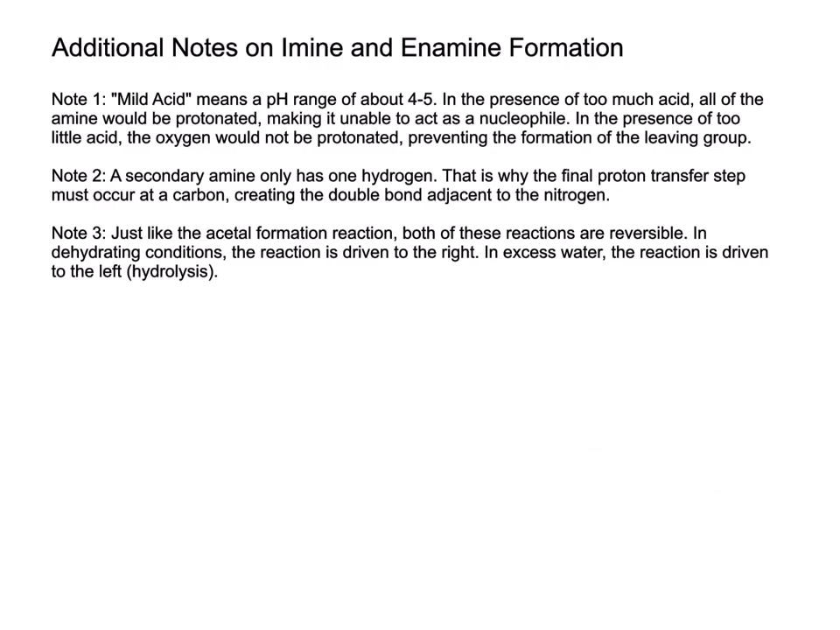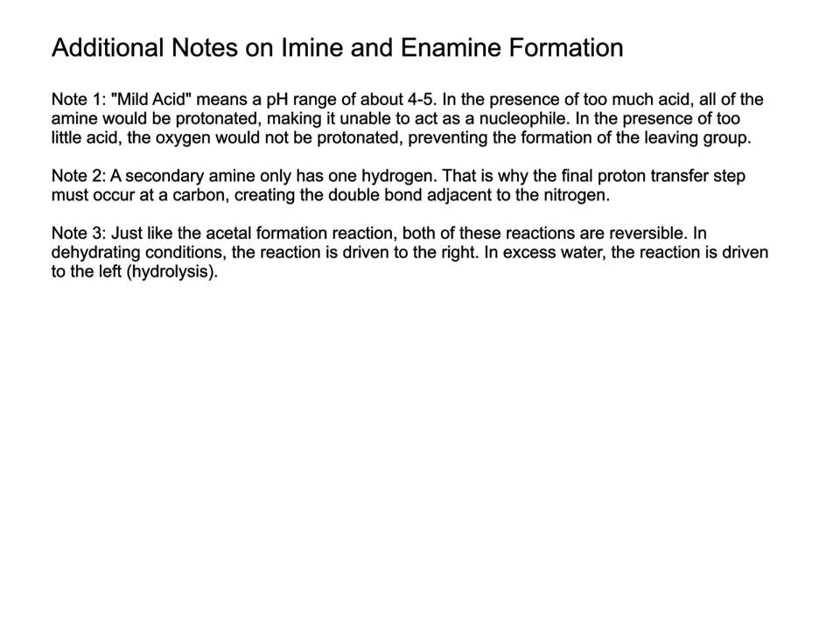Like I mentioned earlier, the reactions to create the imine and the enamine are probably the two most forgettable reactions in organic chemistry. Here are some additional notes on the imine and the enamine formation, hopefully to help you remember them, because if you know more facts about them, perhaps you'll remember the reaction better. Mild acid means a pH range of about 4 to 5. We want that because in the presence of too much acid, or in other words, having too low of a pH, all of the amine would be protonated, and this would make it unable to act as a nucleophile.